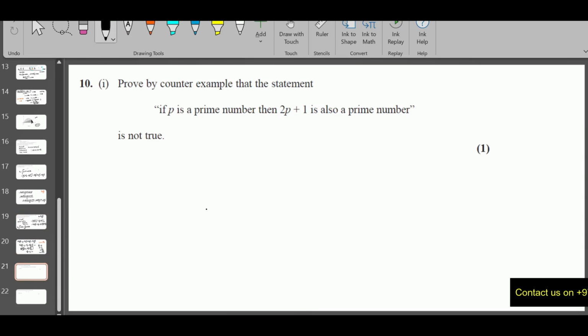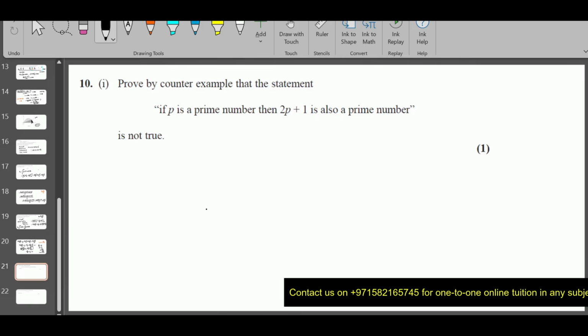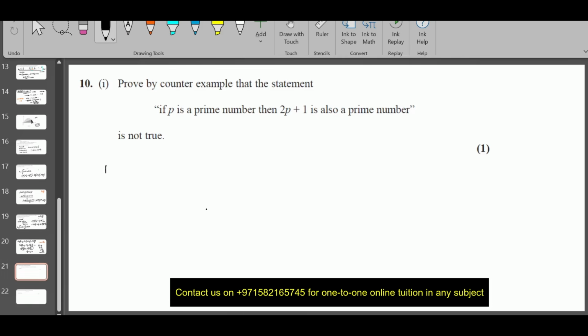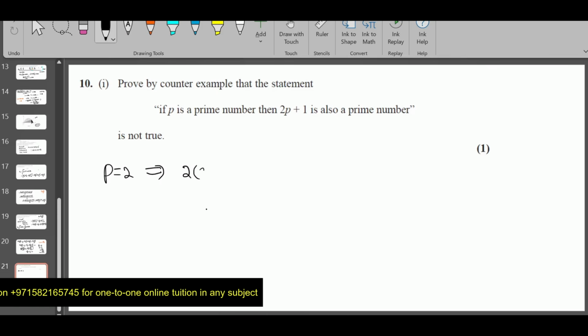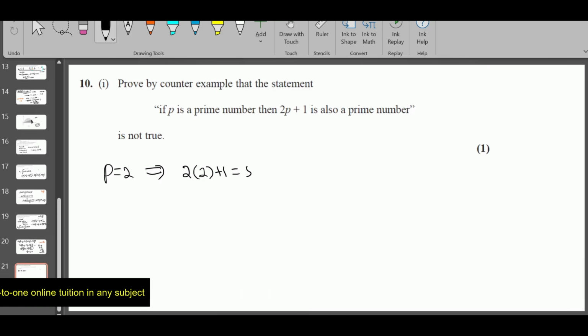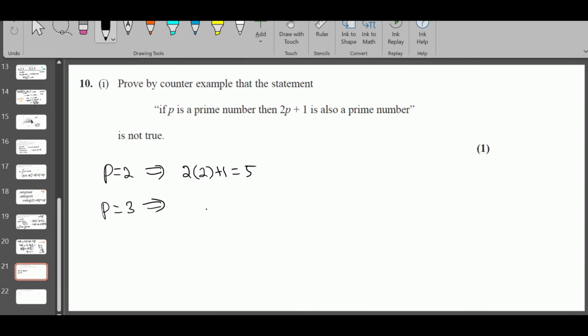10(i), prove by counter example that the statement "if p is a prime, then 2p plus 1 is also a prime" is not true. Okay, let's take a prime number 2. So 2p plus 1 is also a prime. Take another prime number. You can do mental math, or you can use your calculator, get the number, and just show the particular number. You don't need to write all this. 2 times 3 plus 1 is 7, also a prime. We should get a number which is not a prime.